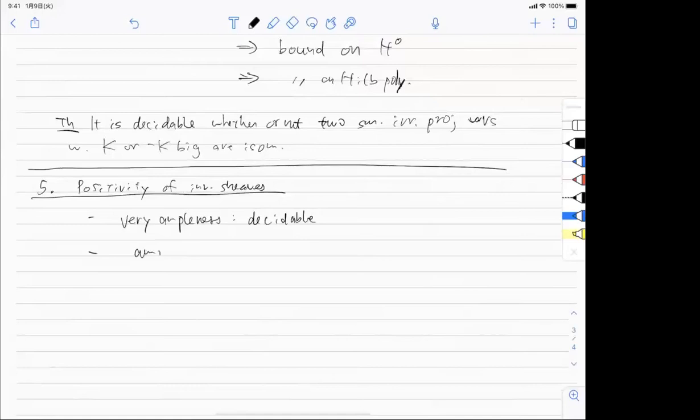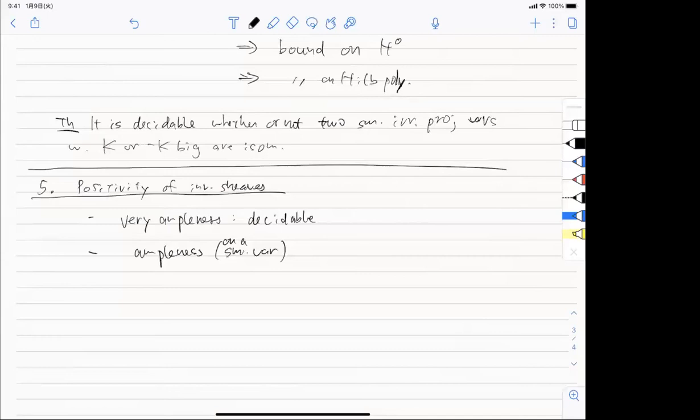On smooth varieties, ampleness of an invertible sheaf is also decidable. Here, the smoothness assumption was necessary for me because I need to compute intersection numbers to apply the Nakai-Moishezon criterion.